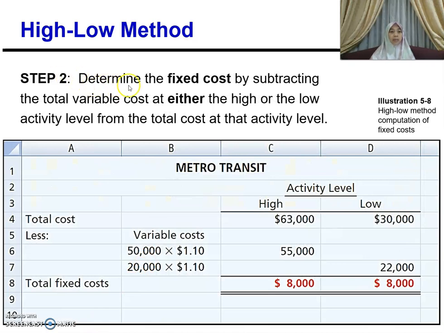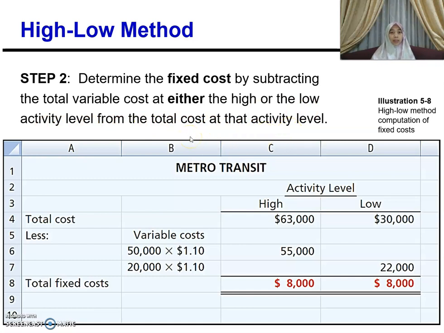Okay, the next step is for you to determine the fixed cost. Now you need to identify the portion of your fixed cost. How are you going to identify the portion of your fixed cost? You need to do it by subtracting the total variable cost at either the high or the low activity level from the total cost at that activity level.